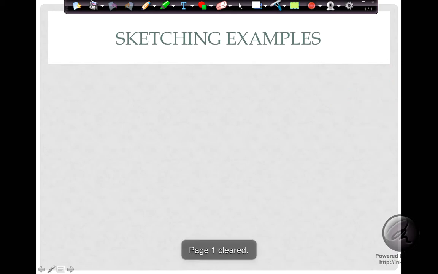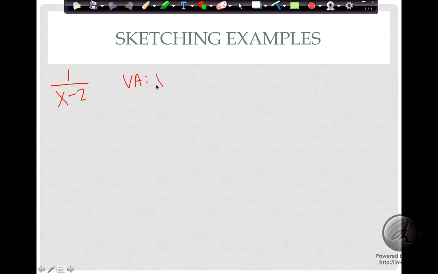So let's look at a couple examples of sketching a graph. Let's find a good one here. Let's just start with 1 over x minus 2. So in the function 1 over x minus 2, we need to figure out some stuff. My vertical asymptote is x equals 2 because it makes the denominator 0. We need to figure out that the horizontal asymptote is y equals 0 because the denominator has more x's than the numerator.